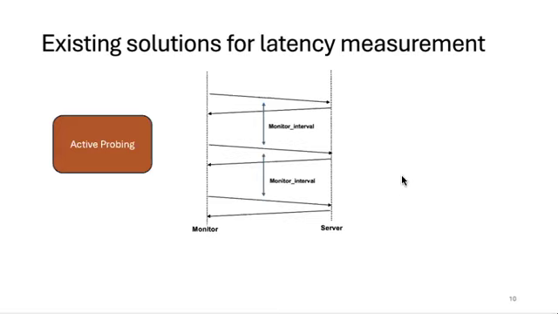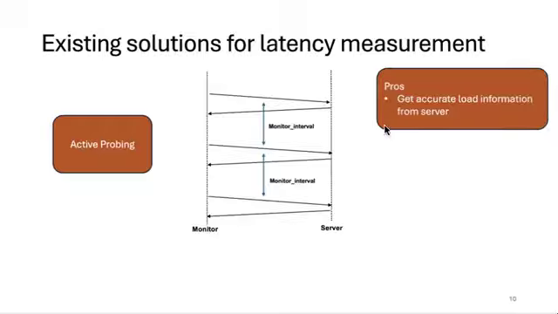The first technique is active probing. If a measurement node or a monitor wants to find the load on a particular server, it sends a probe request to the server querying about its load. The server will send a response saying what its load is. To have a granular latency measurement, the monitor or the measurement node has to send this probe request at frequent intervals. So, RTT.